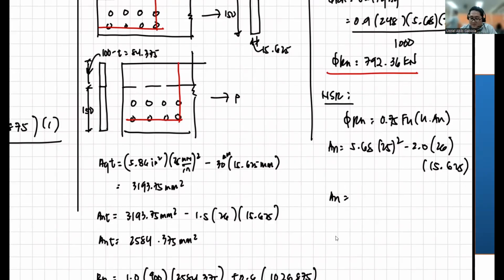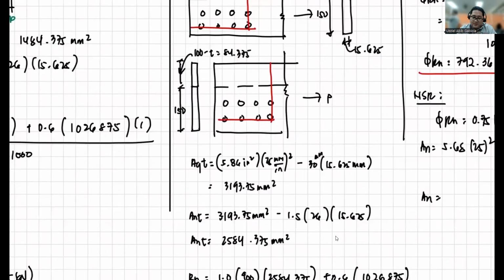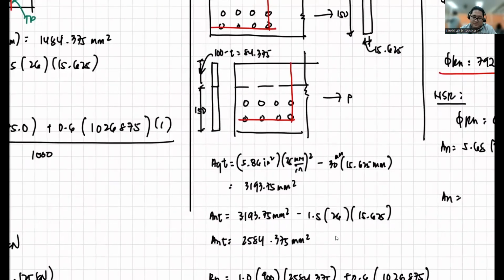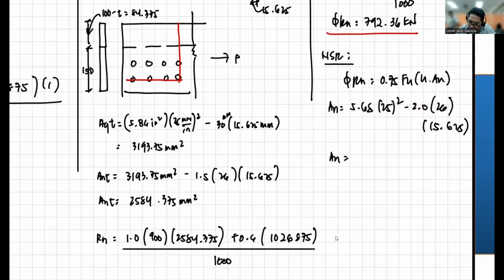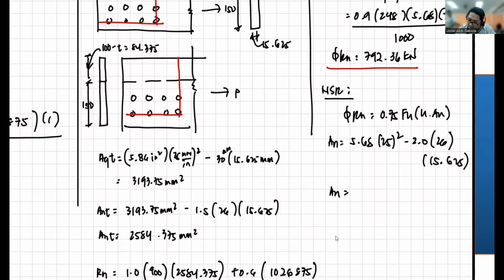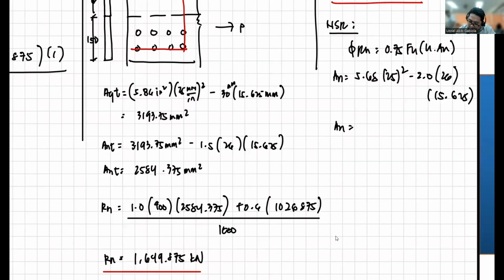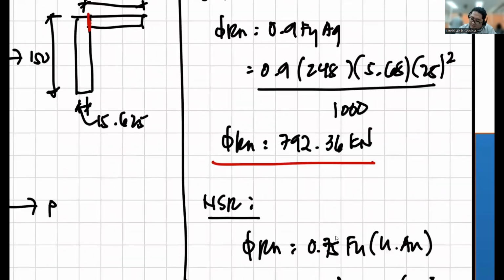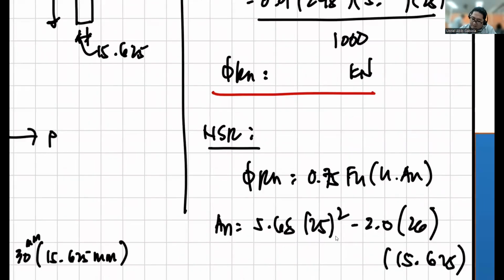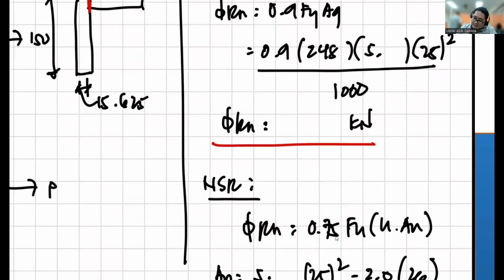Wait lang. So, 5.68 or 86? Kaya mali pala ang aking nilalagayan. It should be 86. Okay. So, this is 86. So, 5.86 dito.